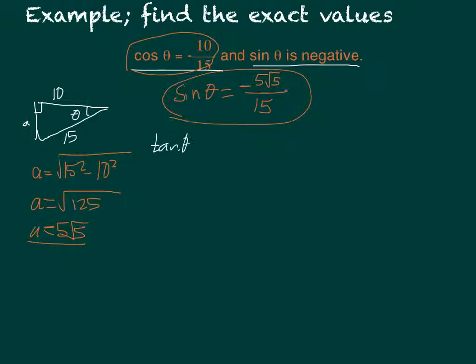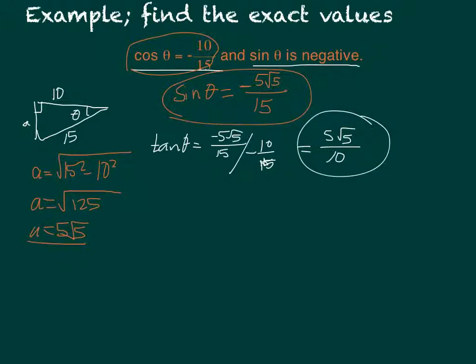Tangent of theta is equal to sine over cosine, so that's negative 5 square roots of 5 over 15 divided by negative 10 over 15. Invert and multiply gives me positive, because double negative, 5 square roots of 5 over 10, and that is simplified. Well, technically we could simplify further, but since we want the exact answers there, we're going to leave the triangle as it is.